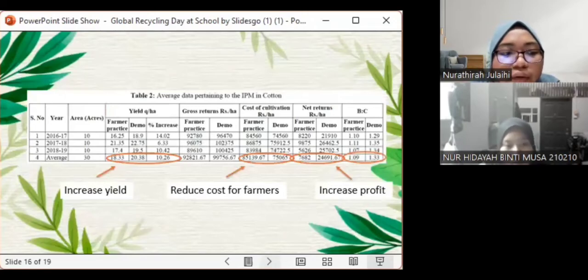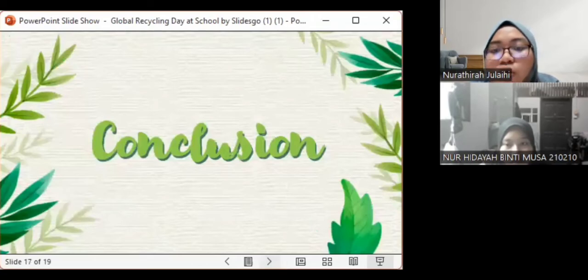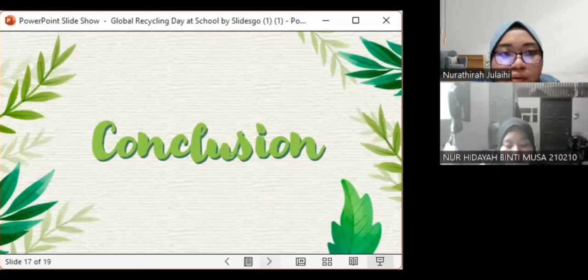In this table, we can see the yield was increased and the cost for the farmers was reduced and the profit increased too. Next. In conclusion, we have discussed the points for crop rotation and IPM in relation to sustainable agriculture. Next.